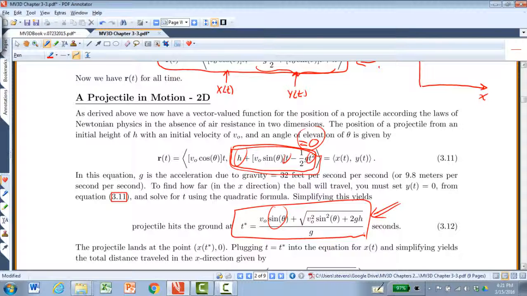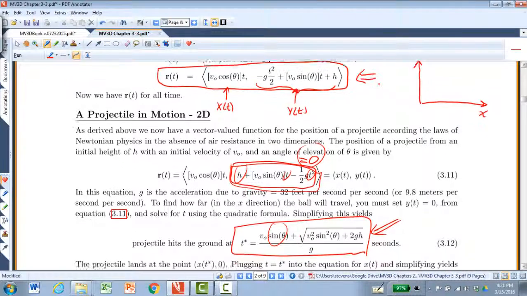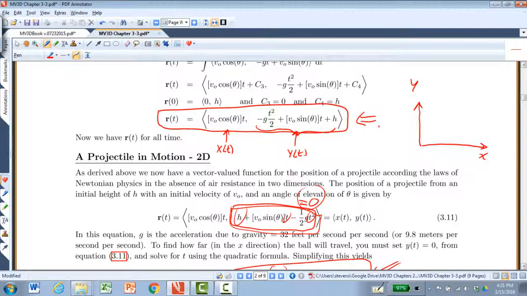And the problem is you usually get 2, right? You get a plus or minus at this. But in one case, the minus is going back in time, right? So for example, if you start here and you shoot a projectile, it goes like this. It'll hit the ground at a positive time.